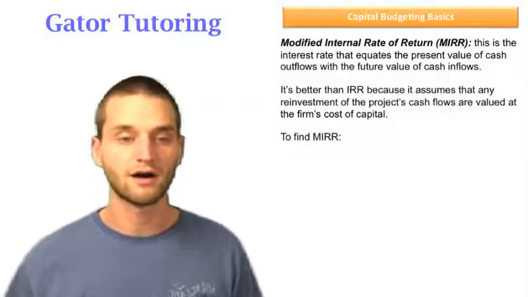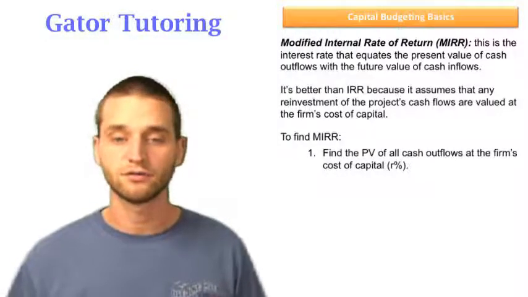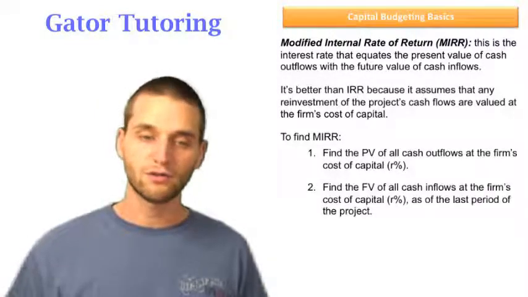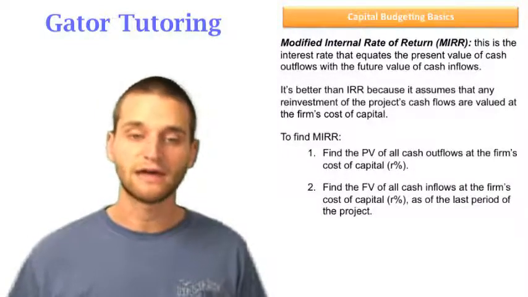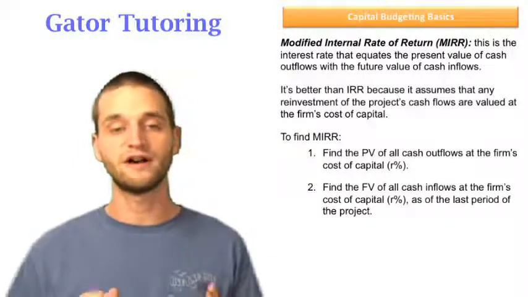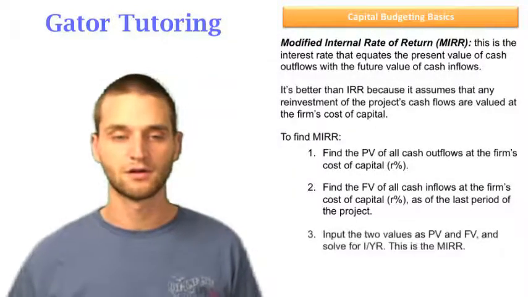To find MIRR, step 1 is find the present value of all cash outflows at the firm's cost of capital. We'll just call that R%. Then we want to find separately the future value of all cash inflows at the firm's cost of capital, R%, and we want to find that as of the last period of the project, sometimes called the terminal value.